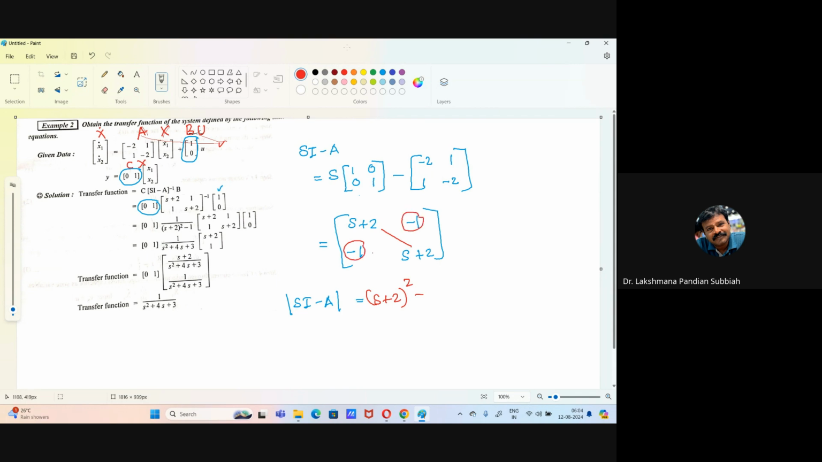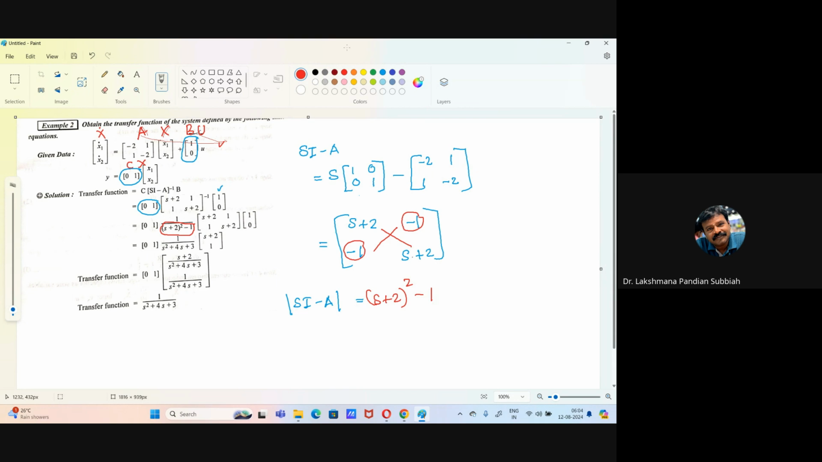So you have to multiply. So you get that as plus 1. Right. So that is s plus 2 whole square minus 1. So this is the determinant of that matrix. So that is, we are putting 1 by the determinant. Now we are going to find the inverse.